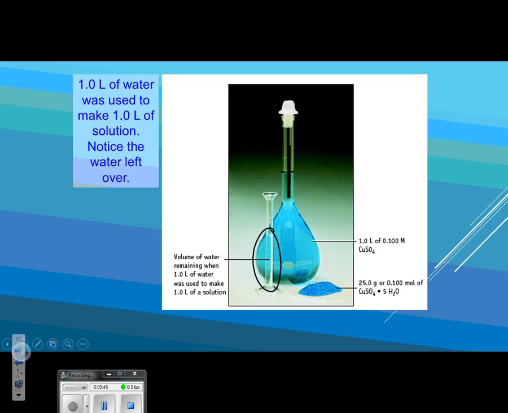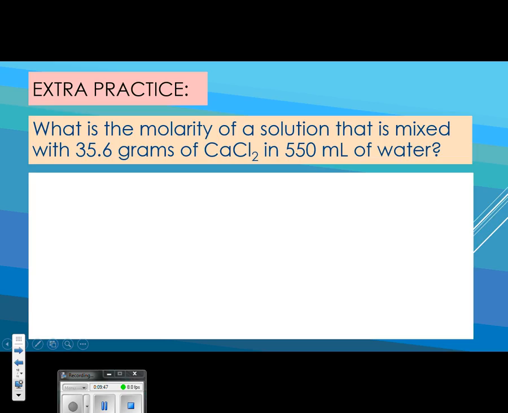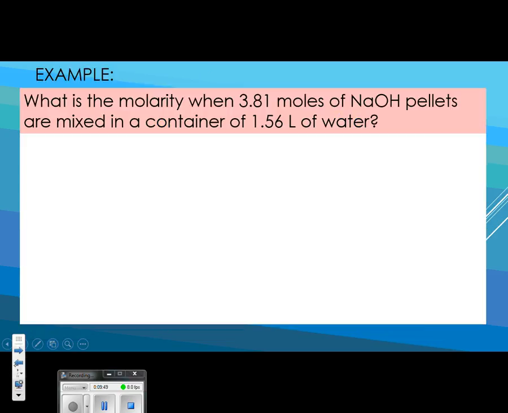Going forward, maybe. Watch, I went too far. Okay, so this is the first problem that you've got on your notes. So let's go through this and walk it through. So what is the molarity when 3.81 moles of NaOH pellets are mixed in a container of, and here's my volume of water. So what is molarity?